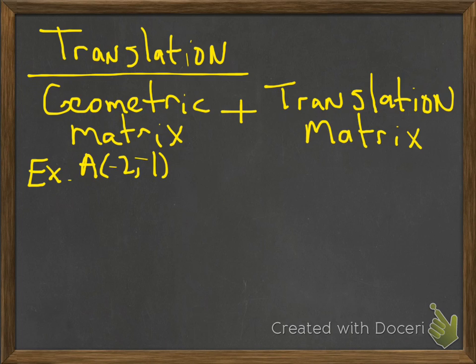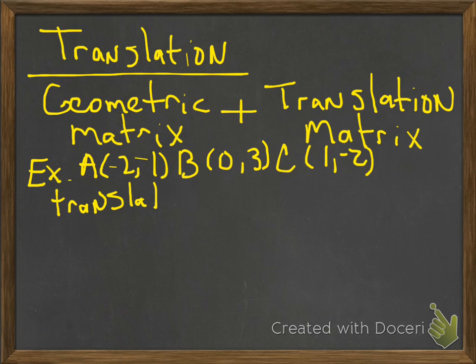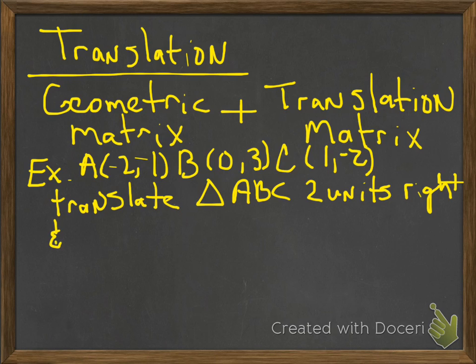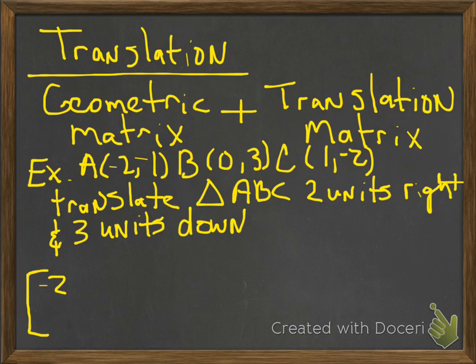Take the same points that you had on the last example, A, B, C, which were -2, -1, 0, 3, 1, -2, and I want to translate that triangle 2 units to the right and 3 units down. You've got the right idea. +2, minus 3. Now the question is, how do you show that in the matrix? Change the x's and subtract the y's? Okay, you're right. You're getting really close.